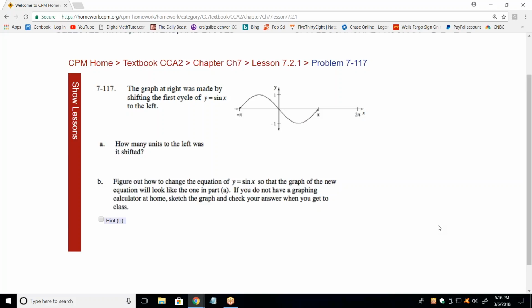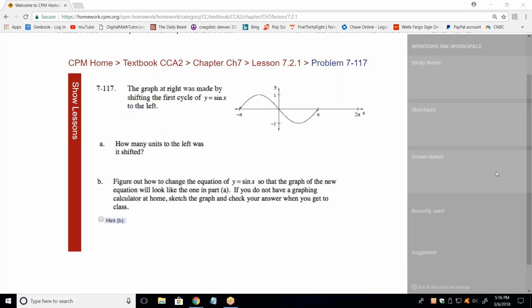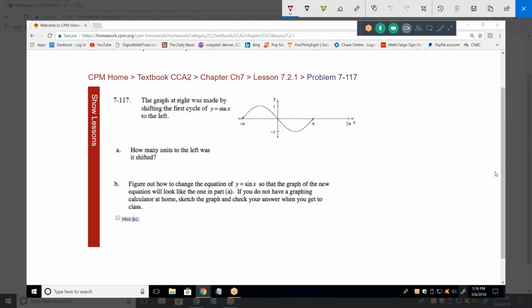Okay, here we have the sine curve shifted to the left, right? You can see that. In other words, normally this starting spot would start right at the origin. In other words, it would typically look like this. So all I've done is taken my red curve and they've shifted it to the left by pi, because that's at minus pi. So, first question, how many units to the left was it shifted?